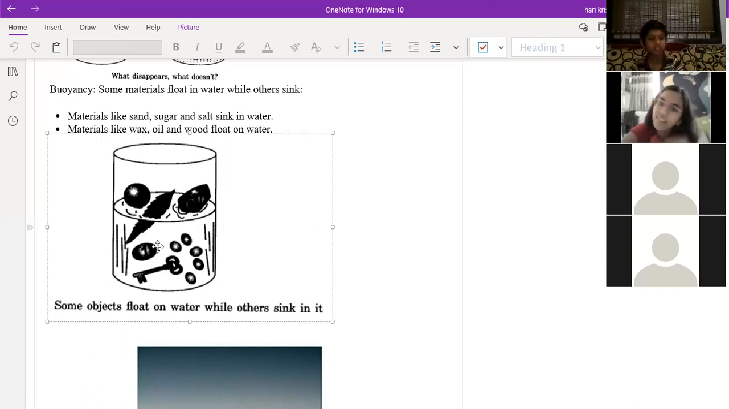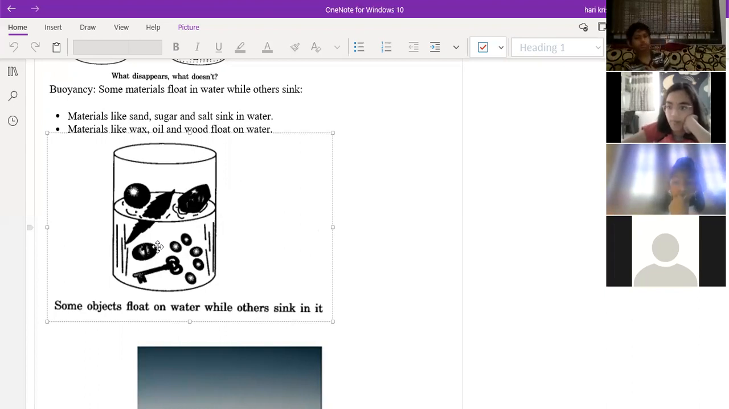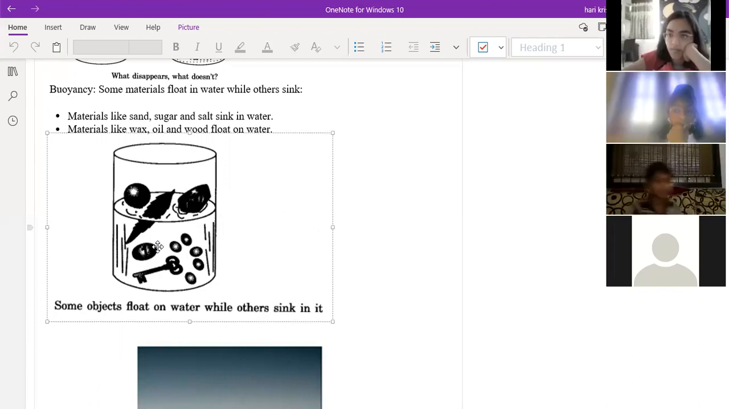Sir, buoyancy is wrong. What is the principle behind the ships floating on the water? Okay. So material like sand, sugar, and salt will sink in the water because they have more density than the water, and cardboard or thermocol sheets will start floating on the water because they have less density than the water. Clear?